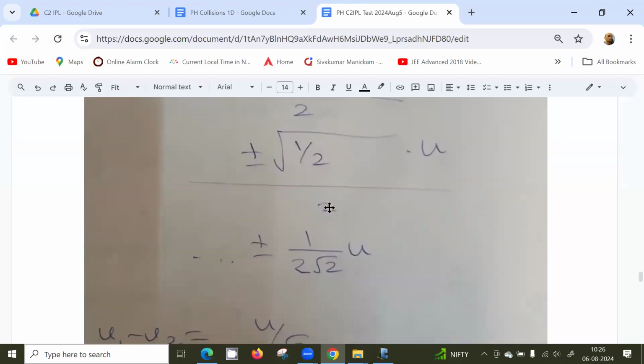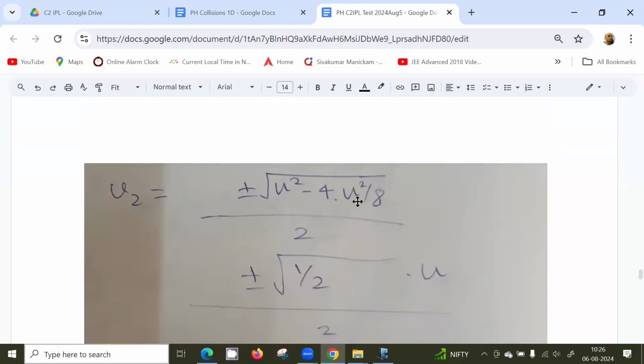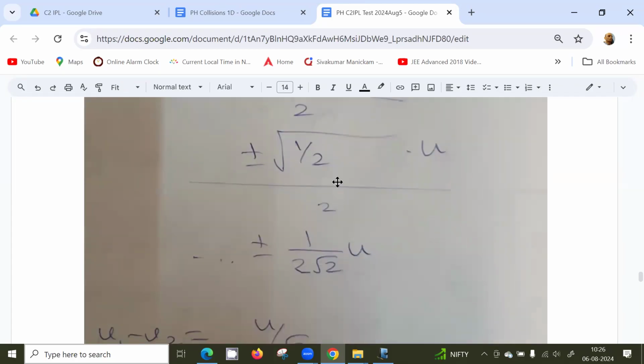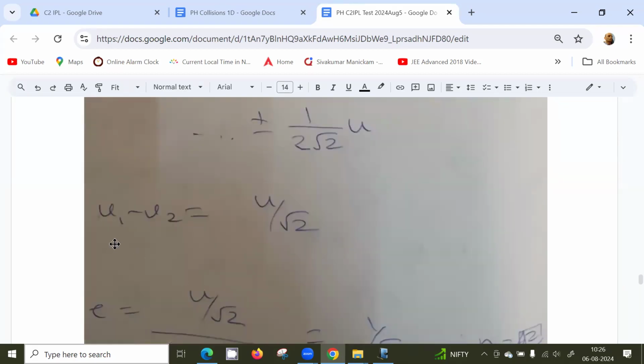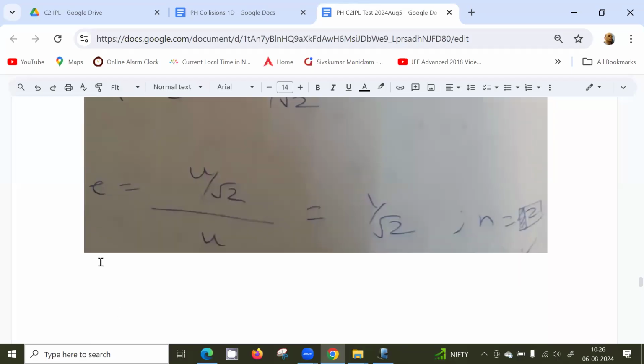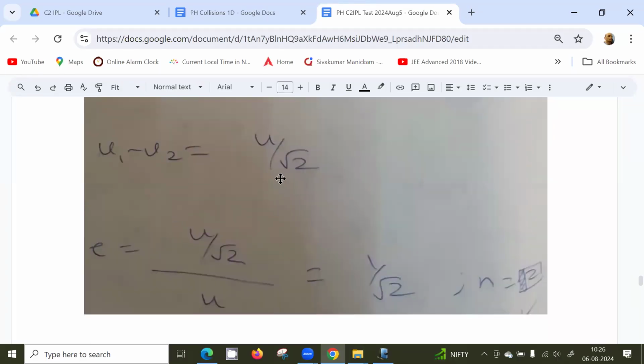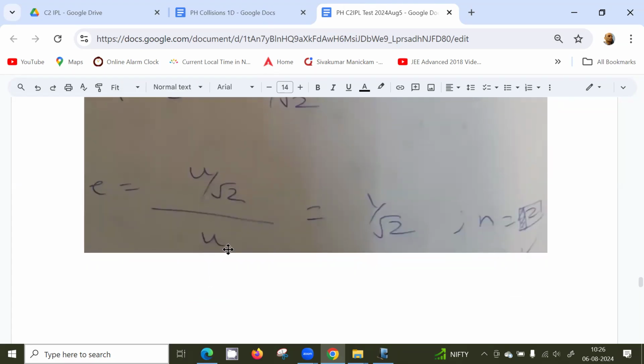So that thing is U square minus U square by 2. So it's actually U square by 2, and then we just take the square root of half. So what will remain is U by root 2. So V1 minus V2 is U by root 2, and the quotient, which is defined as the final relative velocity, which is U by root 2, by the initial relative velocity, which is U minus 0. So it's 1 by root 2, which is given in the question as 1 by root n. So the value is n equal to 2.